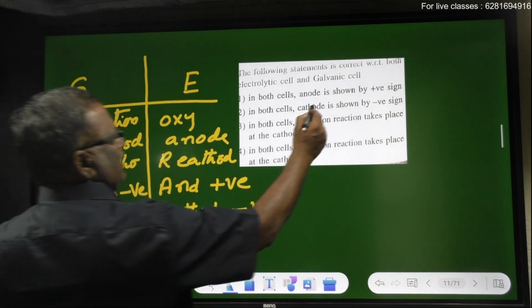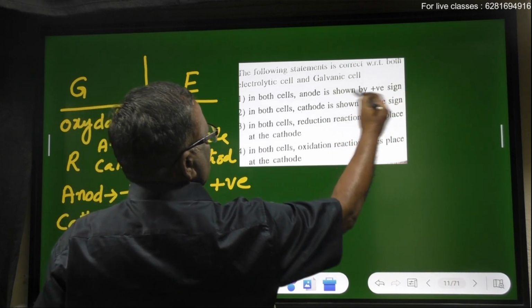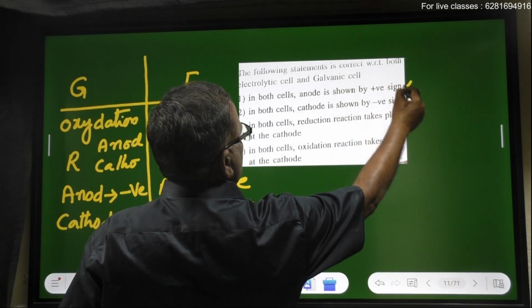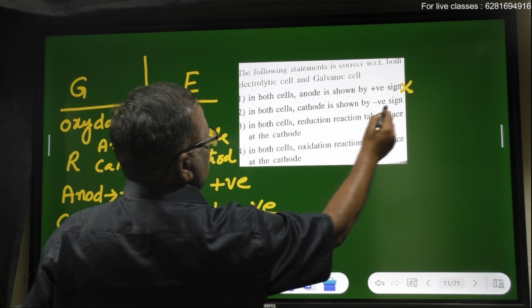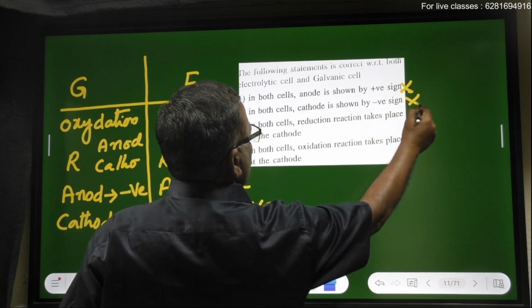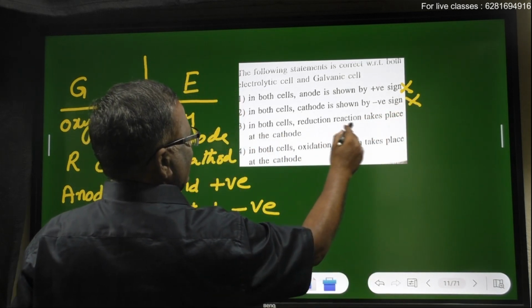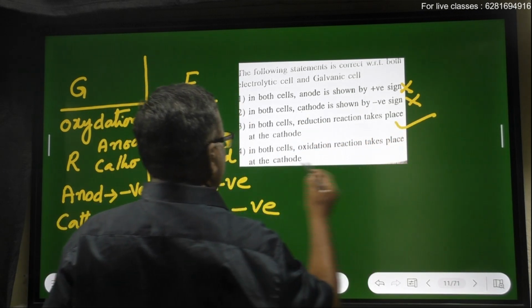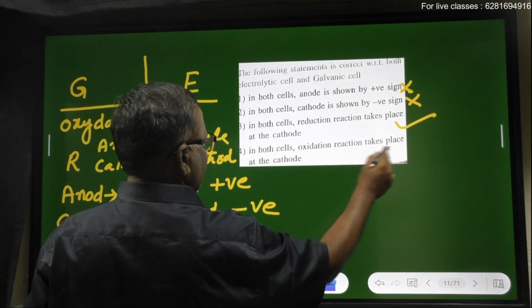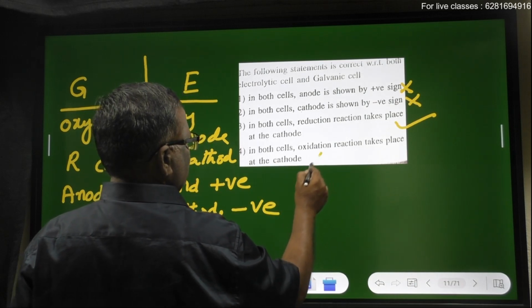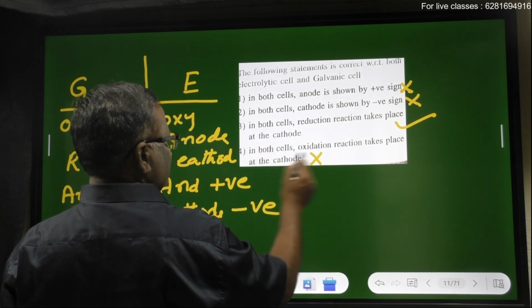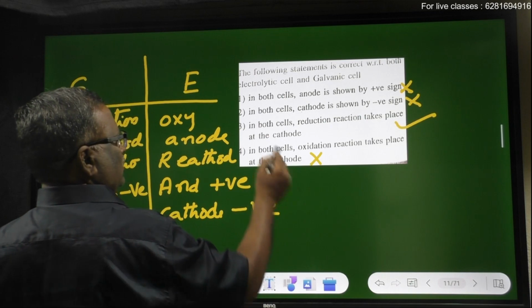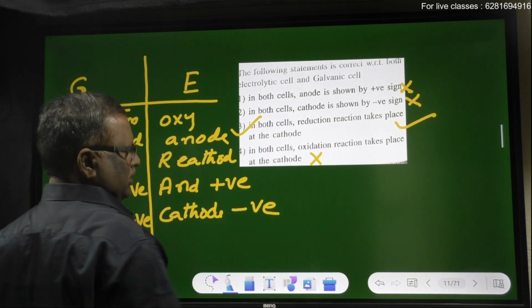In both the cells, anode is shown by positive sign, this is wrong. In both the cells, cathode is shown by negative sign, this is also wrong. In both the cells, reduction reaction takes place at cathode, yes, this is the correct statement. In both the cells, oxidation reaction takes place at cathode, so this is a wrong statement. Oxidation takes place at anode. So the correct option is the third option.